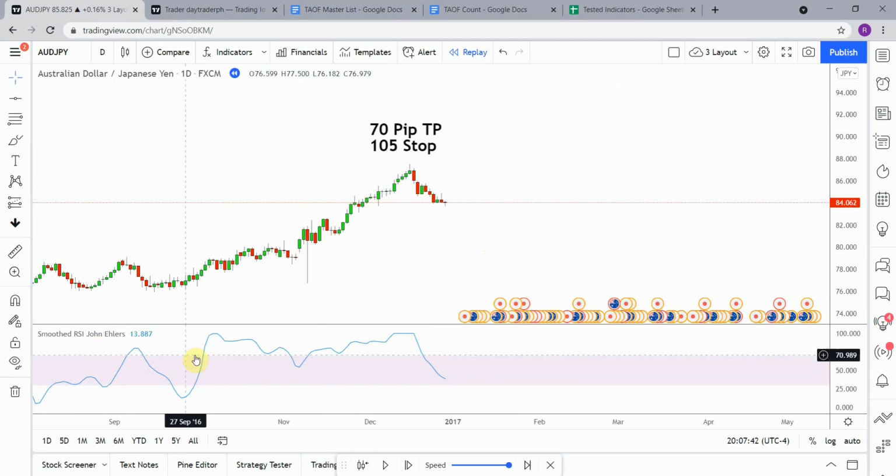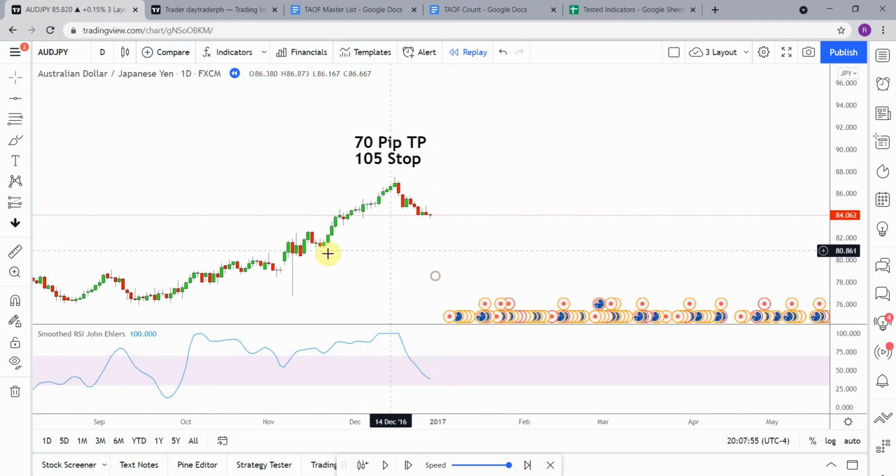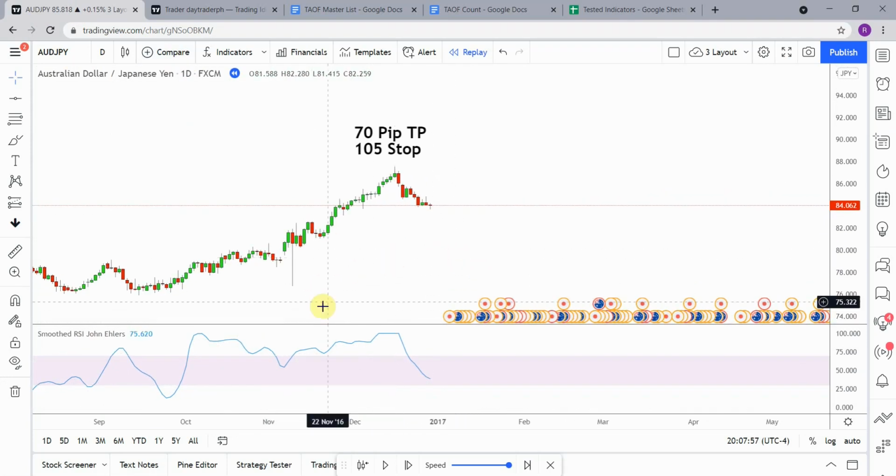All right, so today's indicator is the smoothed RSI. This is by John Ehlers. Well, it is John Ehlers' version of the smoothed RSI. This isn't actually coded by John Ehlers. It's coded by one of the TradingView members. And so the setup on this is going to be just like we tested the standard RSI.